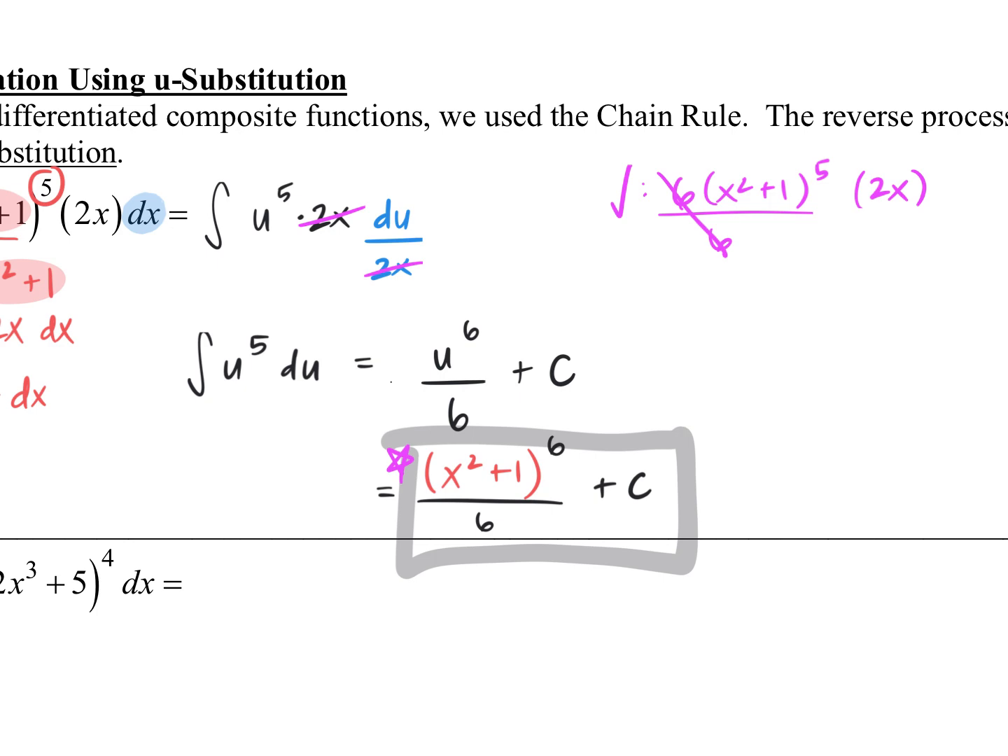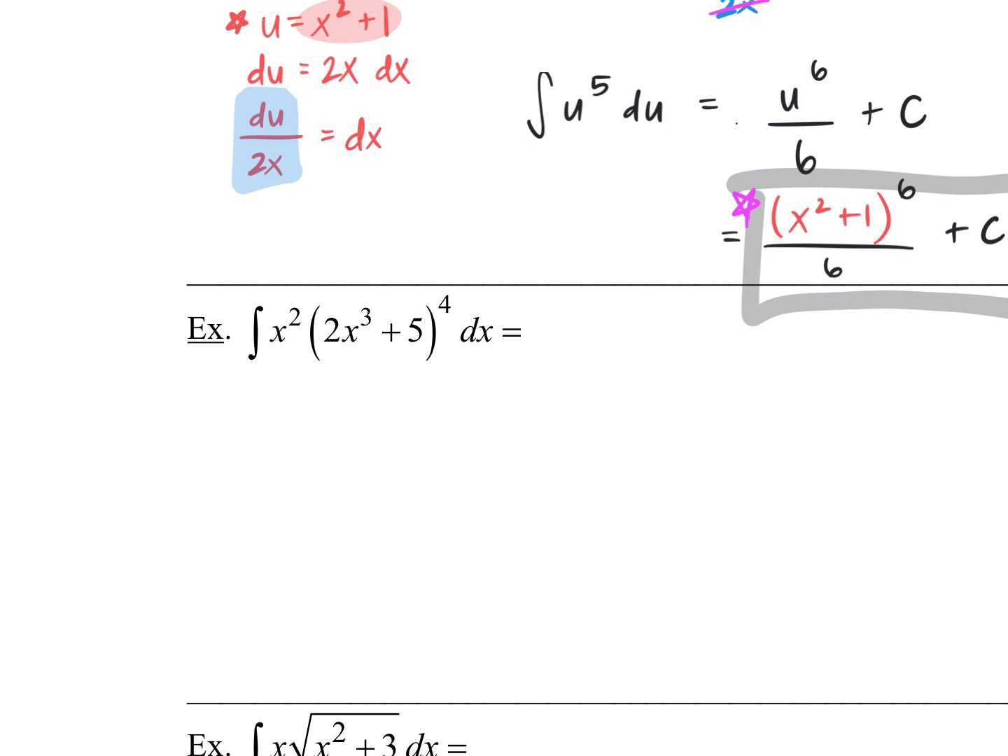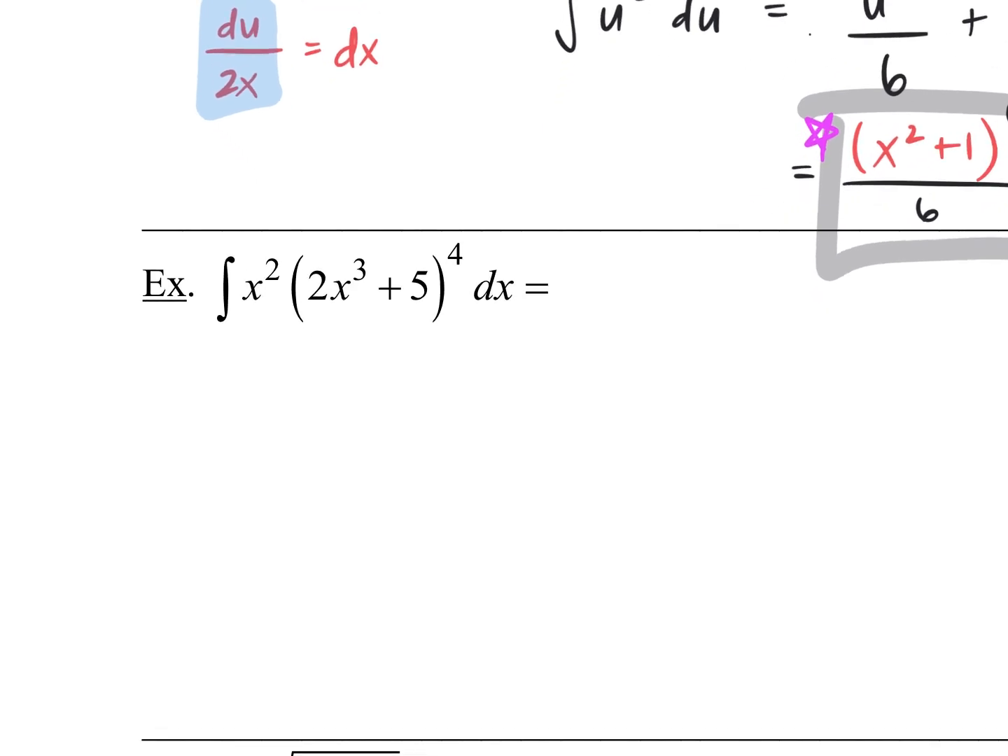Okay, let's look at this next one here. This next one, I've got x squared times 2x cubed plus 5 to the 4th power. So I've got kind of two different things going here, right? I've got this x squared, and I've got 2x cubed plus 5, and this is raised to the 4th power. So there's really two things that you could potentially let u equal, but only one of them is going to get you to the right answer.